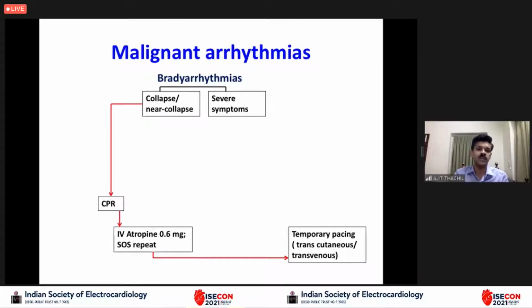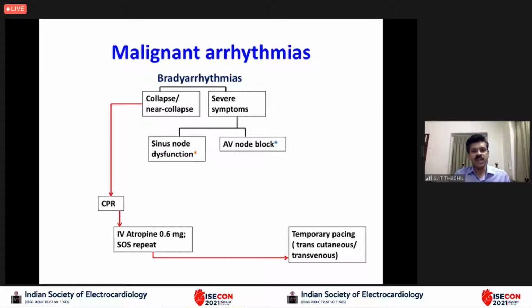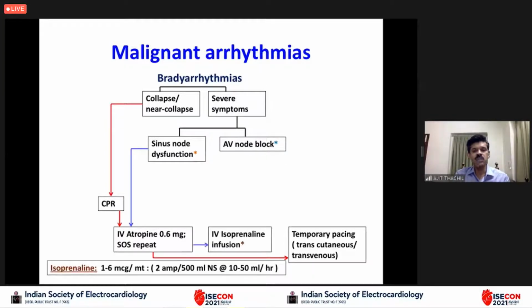Don't forget that. If the patient is having very severe symptoms but is not really collapsed in front of you, it may be sinus node dysfunction or AV block. Sinus node dysfunction, start with atropine. You don't have to jump to temporary pacing. You can give isoprenaline infusion.